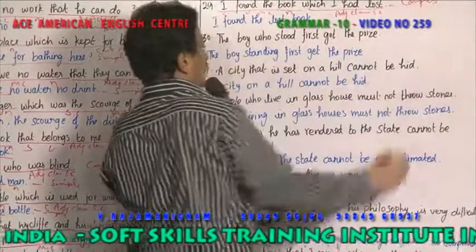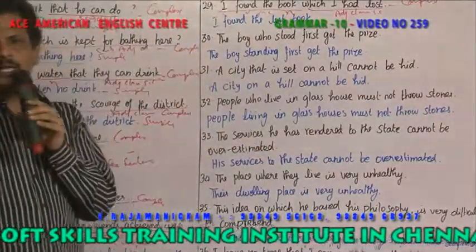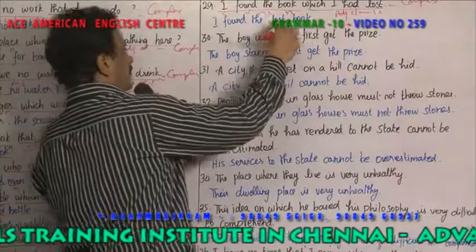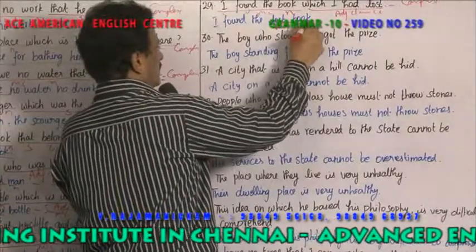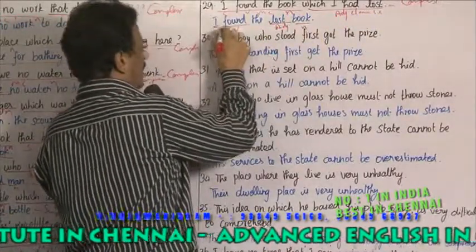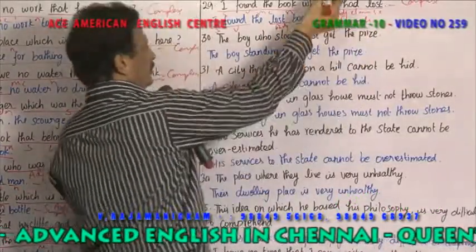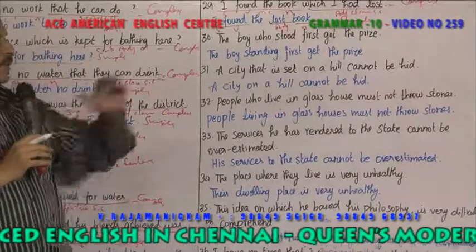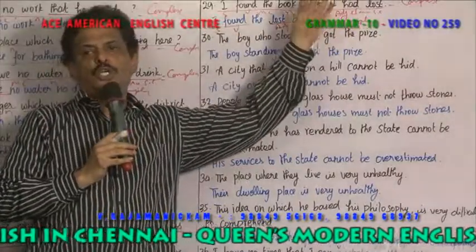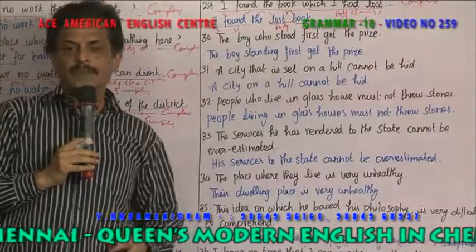So how do you convert it into a simple sentence? "I found the lost book." So lost is the adjective, book is the noun, found is the verb, and I is the subject. So only one verb is there, so it is simple. This "lost" we are using in a sentence as "which I had lost." So "which I had lost" qualifies the noun book in the main clause.